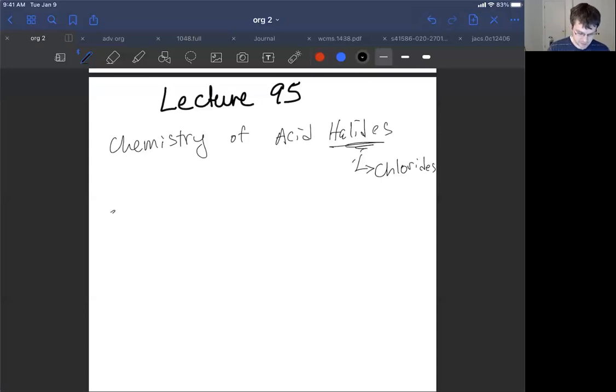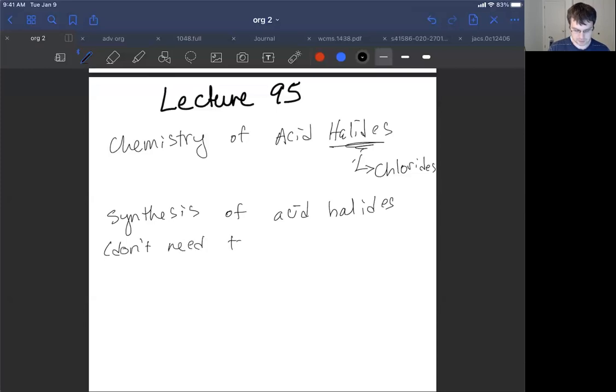So before we get into specific reactions of acid chlorides, let's talk about the synthesis of acid halides. There are generally two synthetic routes. We don't need to worry about mechanism for these two. So let me present two, and then I'll show you a third one. We can worry about that mechanism, but not these first two.